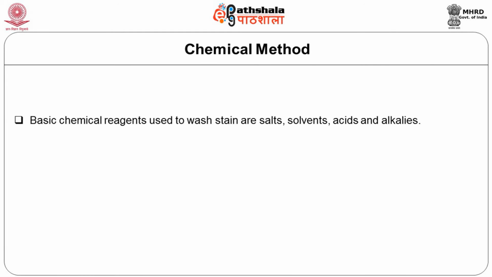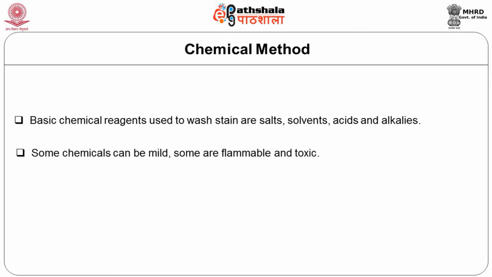The next type is the chemical method. Here, the chemical agents used to wash out the stains are salt, solvents, acids and alkalis. Some chemicals can be mild, some are flammable and toxic. So, stain removal agents have to be used with care.